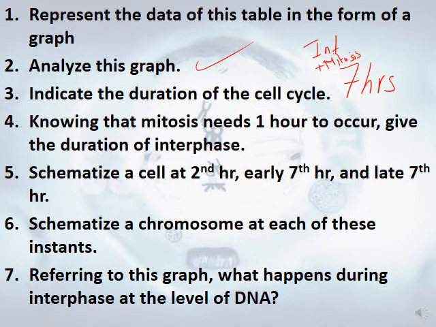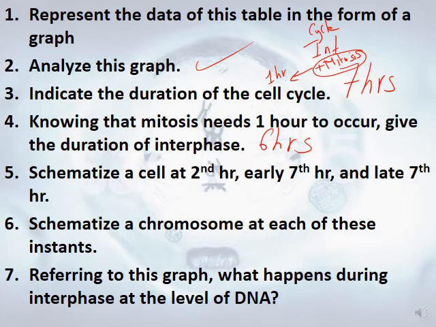The cell cycle is interphase plus mitosis. Knowing that mitosis is 1 hour, so the total is 7. Mitosis is 1 hour. What is the time for the interphase? 7 minus 1 is going to be 6 hours. Schematize the cell at the 2nd hour, early 7th, and the late 7th. So you have to draw the chromosomes at these times. Schematize the chromosomes at each of these instances, also 1 chromatid or 2 chromatids.